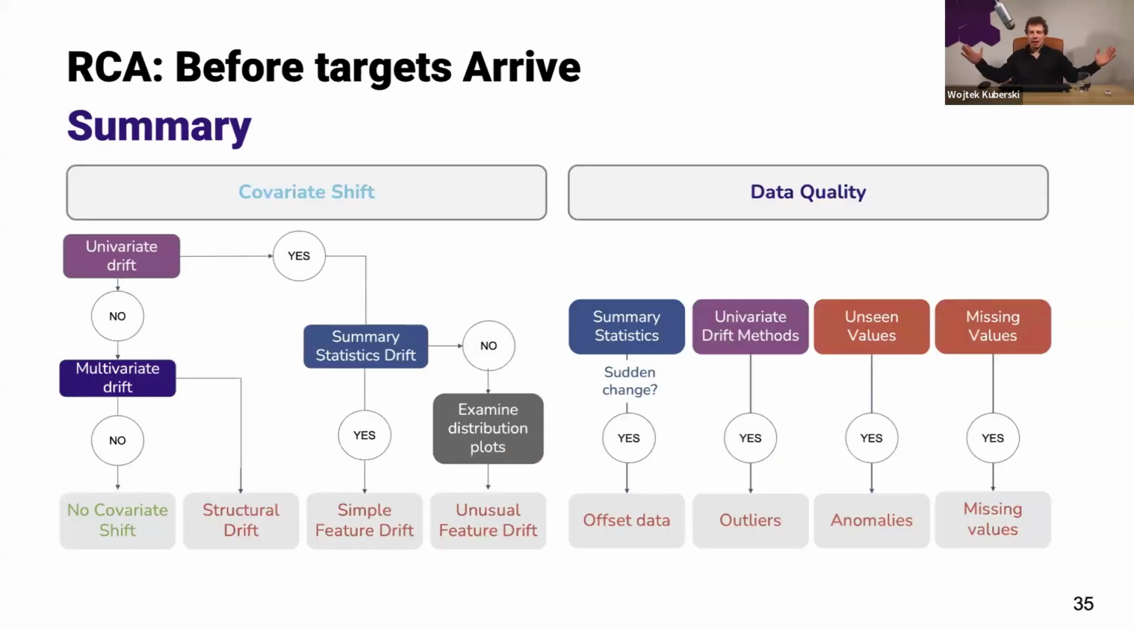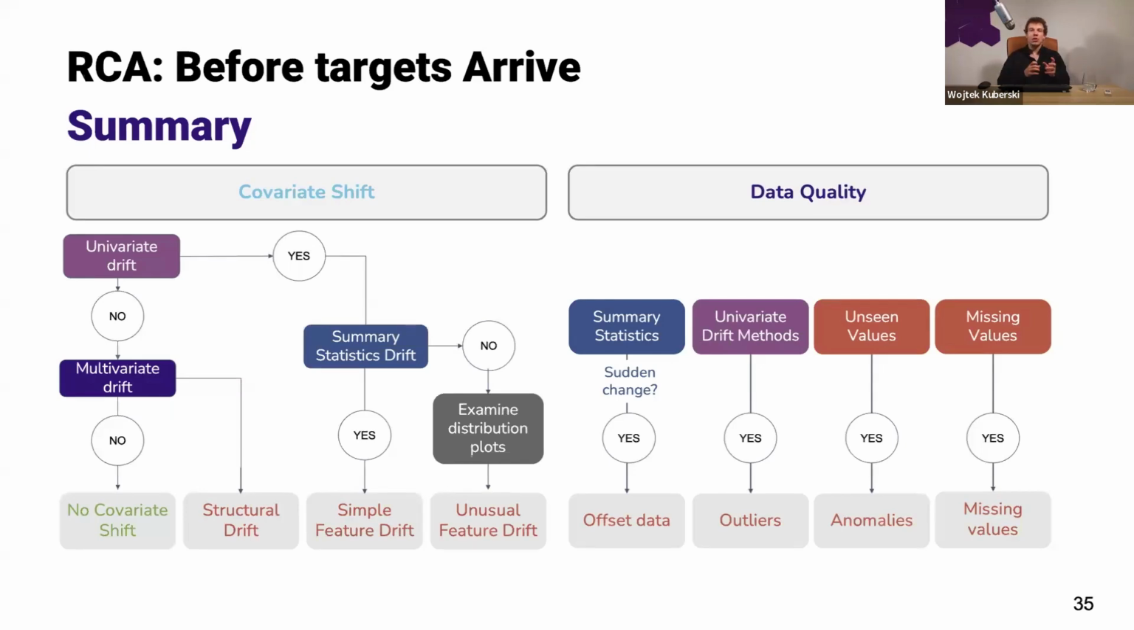Now, let's summarize. I'm going to let you look at this quite advanced graph for a second. So on the covariate side, we start with univariate drift. If we see that there is a change in univariate drift, then we see whether we can just say that it's due to a change in median, mean, or standard deviation. If not, we're going to have to look at the actual distribution plot and see what's going on there.